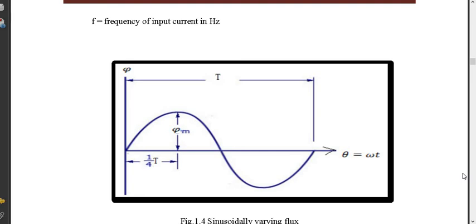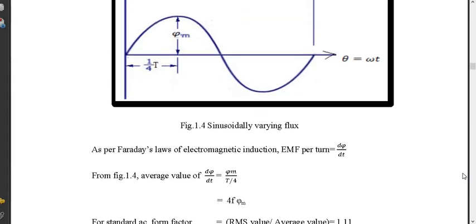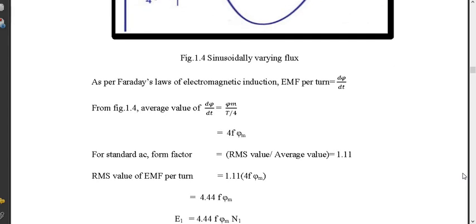So if I want to tell you about the average change, average EMF per turn, it will be d phi by dt. And d phi by dt means change in phi upon change in time, so it will be phi m minus 0 upon T by 4. As per Faraday's laws of electromagnetic induction, EMF per turn will be equal to d phi by dt, and the average value of this d phi by dt will be equal to phi m upon T by 4. Now if I substitute 1 upon T as frequency, and this 4 goes into the numerator, it will be 4 f phi m.